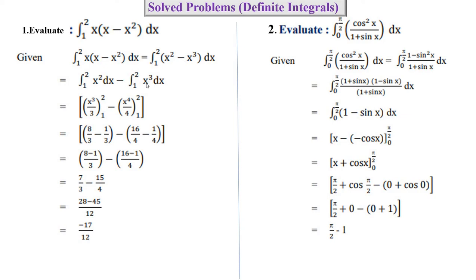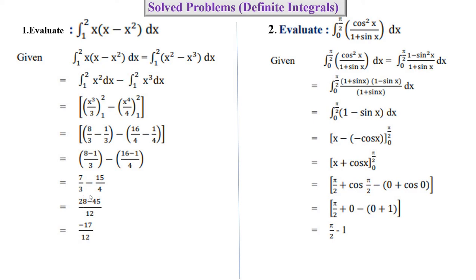In the same way, the second one, integral 1 to 2 x cube dx, this on integration gives you x power 4 by 4 between the limits 1 and 2. So when we substitute the limits, we get 2 cube, that's 8 by 3, and then minus 1 cube, which is 1 by 3, and here 2 power 4, that is 16 by 4, minus 1 power 4. So when you take LCM, you get (8 minus 1) by 3 here and (16 minus 1) by 4 here. So it is 7 by 3 minus 15 by 4.